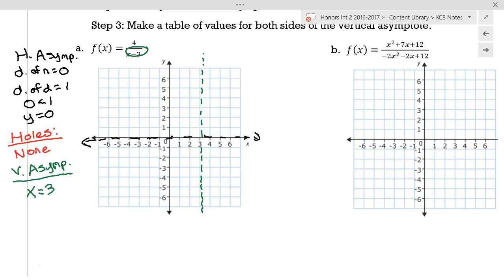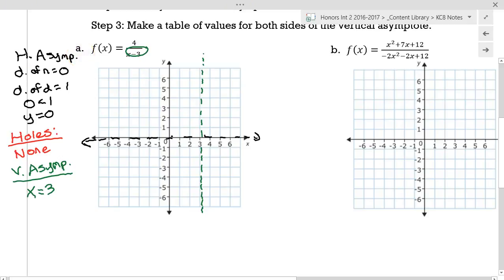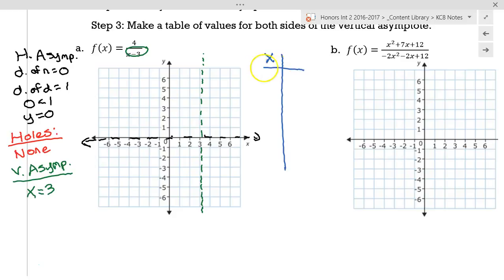My last step, step 3, is to make a table of values using my function. Okay. When I make a table of values, right, how do I know what numbers to choose? I'm going to go 2 to the left of my vertical asymptote. So my vertical asymptote's at 3, so I'm going to choose 1 and 2. I'm going to go 2 to the right. Okay, so 4 and 5.